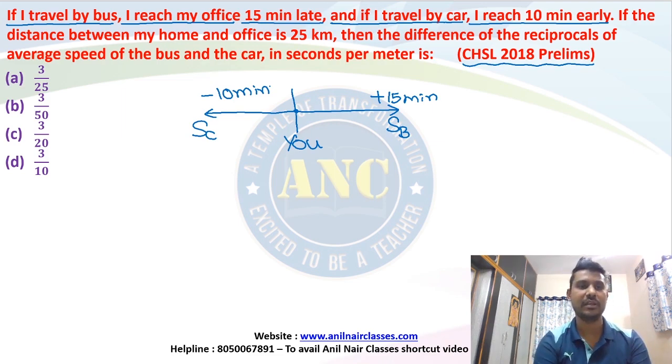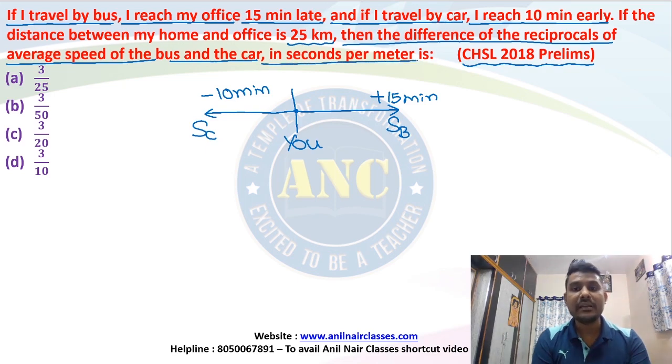Now the question also says, if the distance between my home and the office is 25 kilometers, then find the difference of the reciprocals of the average speed of the bus and the car in seconds per meter. It is not asked in meters per second. It is asked in seconds per meter. Please understand the unit also.